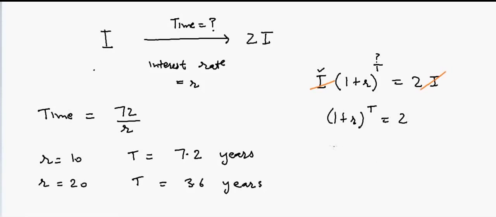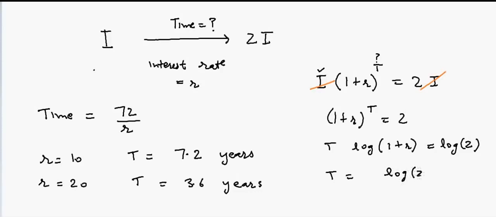Further, if you take log on both sides, it will be t times log of (1 plus R) is equal to log of 2, or t is equal to log of 2 divided by log of (1 plus R).